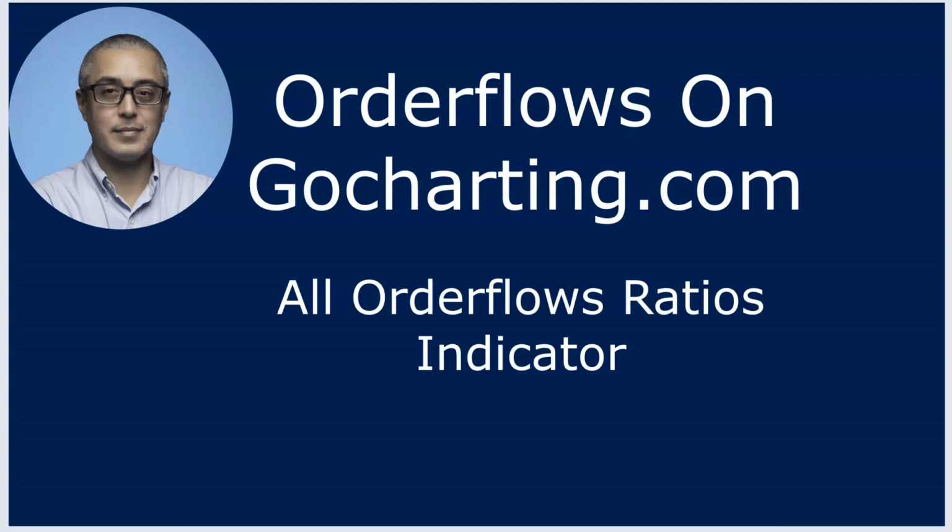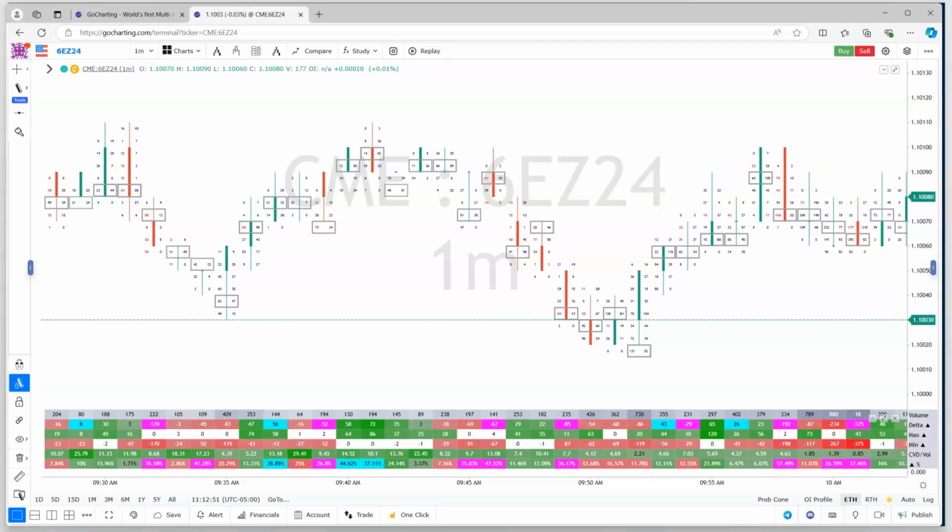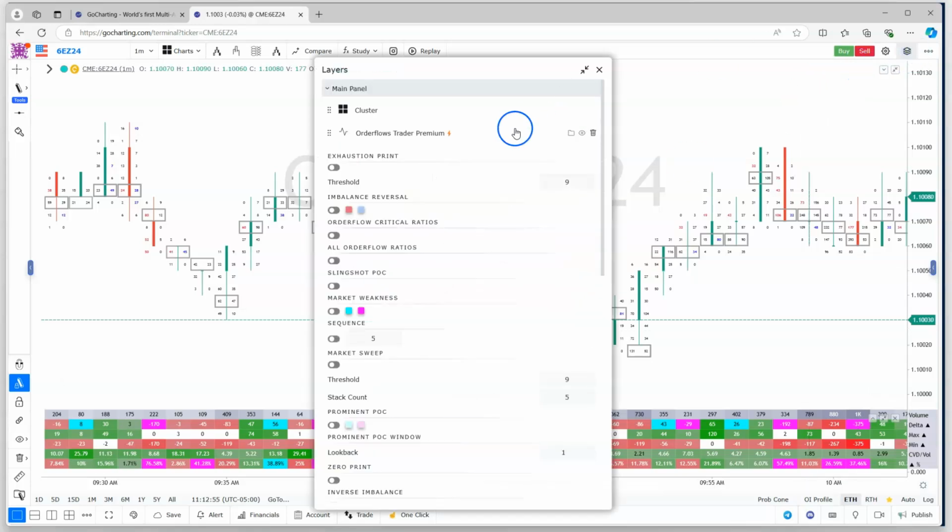This video is part of a comprehensive video series showing you the powerful tools you now have at your trading fingertips. In this video, I'll be discussing the All Orderflows Ratios indicator. On your Gocharting footprint chart, when you open up the Orderflows Trader tools, you'll see there are two choices: Orderflow Critical Ratios and All Orderflow Ratios. In this video, I'm talking about All Orderflow Ratios.